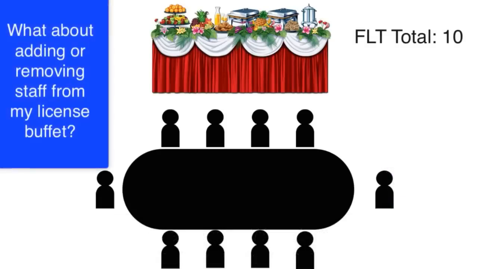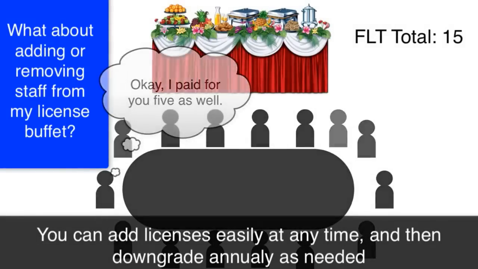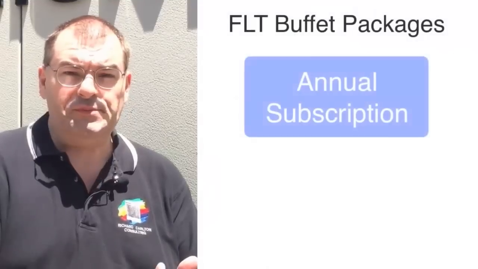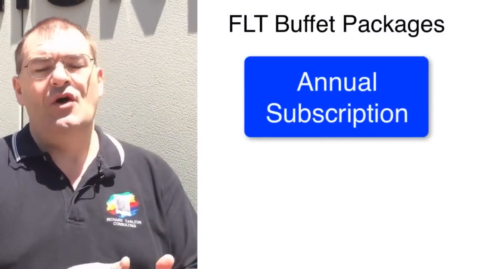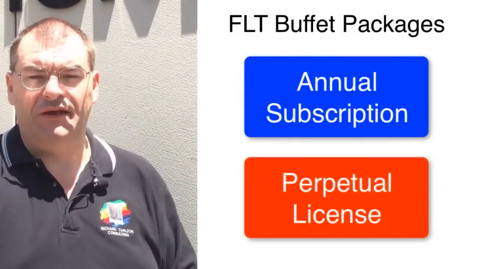Now with FileMaker, you can actually hire an additional person and pay FileMaker the difference as you upgrade. You can always upgrade the license, and then annually you can downgrade the license. So if you only had 15 people at the buffet and now you're down to 10, or you had 50 and now you're down to 45, you can do that. That's not a problem. Now keep in mind that you can order the buffet in an annual subscription, which is fairly inexpensive, or you can pay for it on a buyout license, or what we call a perpetual license.